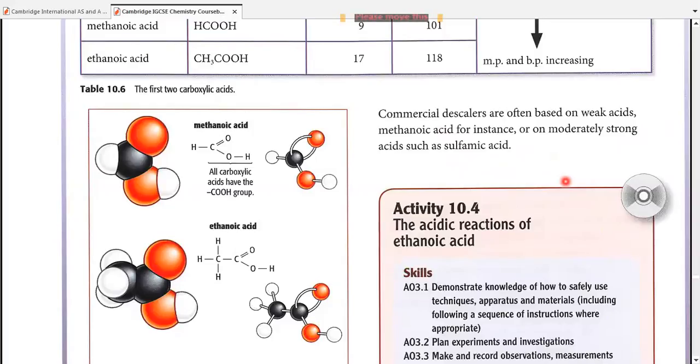Even if you don't remember the moderately strong acid names like sulfamic acid, you should be able to memorize at least the first line of this paragraph, that the commercial descalers are based on methanoic acid.